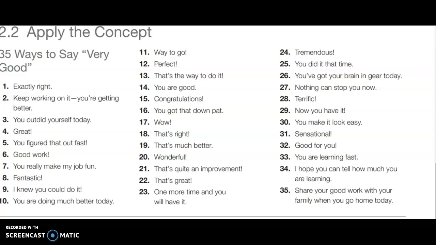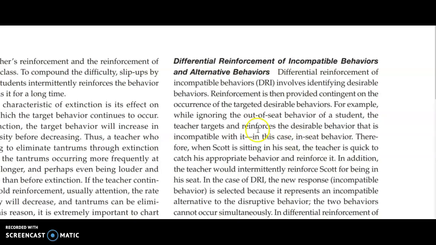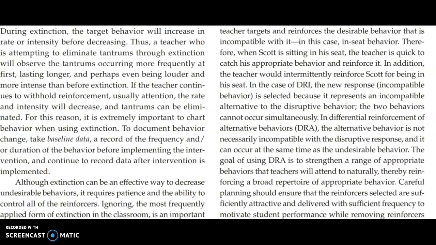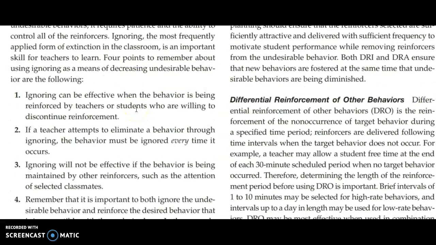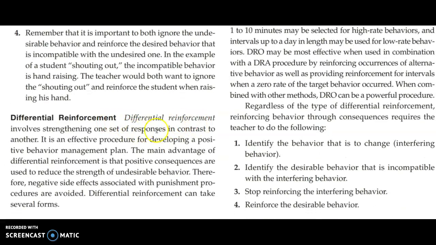All right, so let me show you what that means on page 34, and it takes a few seconds to get here. Okay, so on page 34, if you go down to the bottom, this is in the 10th edition too. So it talks about differential reinforcement, strengthening one set of responses in contrast to another. So it's an effective procedure for developing a positive behavior management plan. And the main advantage is that positive consequences are used to reduce the strength of undesirable behavior. So therefore, negative side effects associated with punishment procedures are avoided. Punishment, we don't really want to use. Punishment, timeout, we'll get to those in just a second.